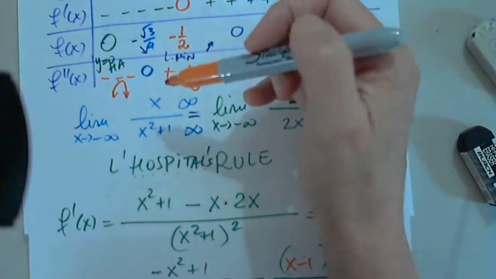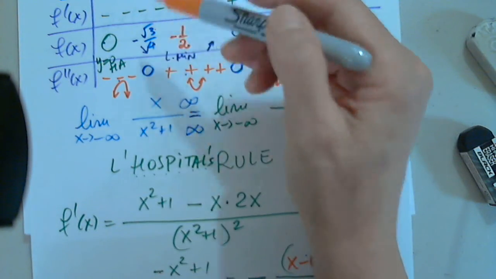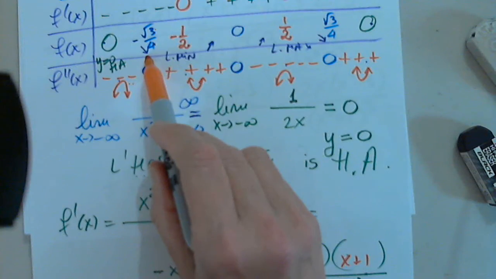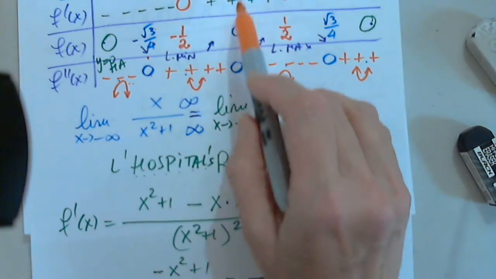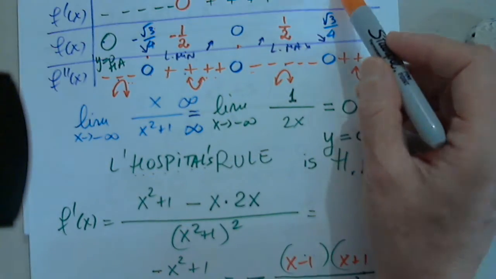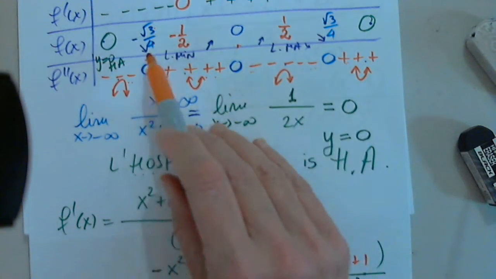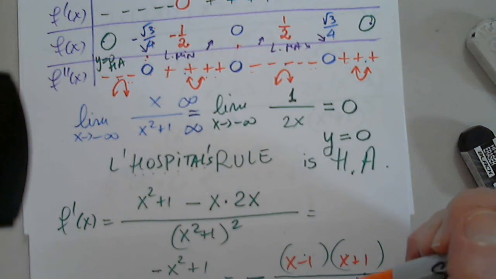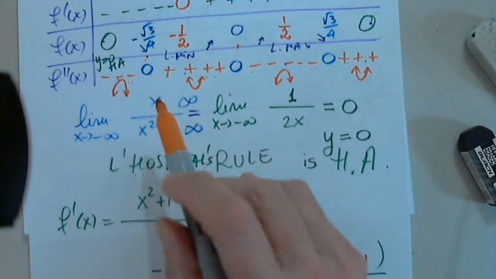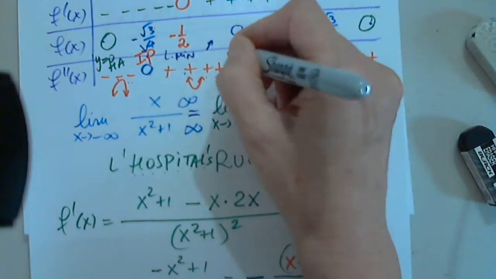Also, what type of point is negative the square root of 3, comma, negative the square root of 3 over 4? Also 0, comma 0. And also the square root of 3, comma, the square root of 3 over 4. What are all these three? The inflection points. IP is very good, awesome.